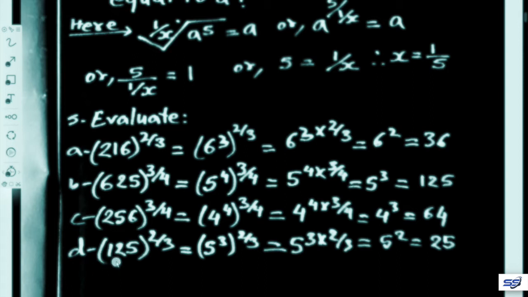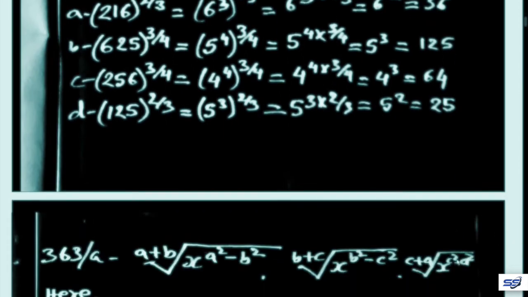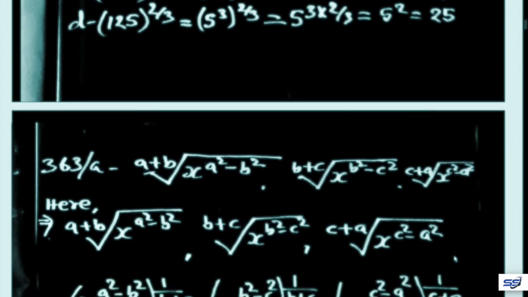Now D number, 125 power 2 upon 3. 5 power 3 is 125, and 125 is 5 power 3, whole power 2 upon 3 given here. Now this power shall be multiplied: 3 into 2 upon 3. 5 power 3 into 2 upon 3 equals, now this 3 cancels with that 3 and the rest is only 2. So 5 power 2, or 5 square, equals 25. In this way, we have done some basic things. Now comes the solution of our sum.